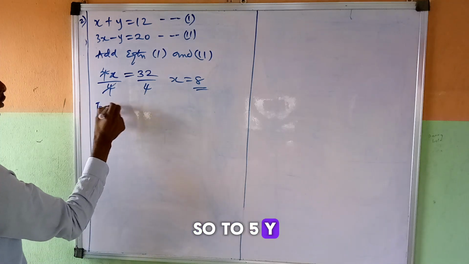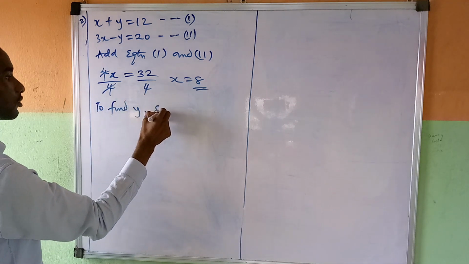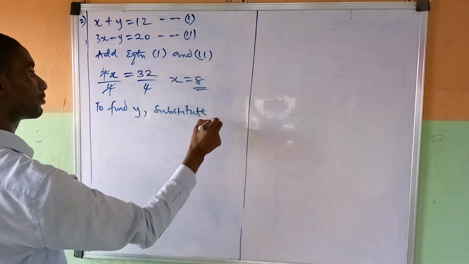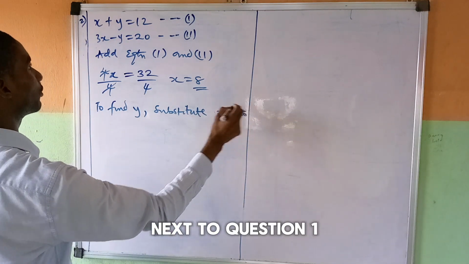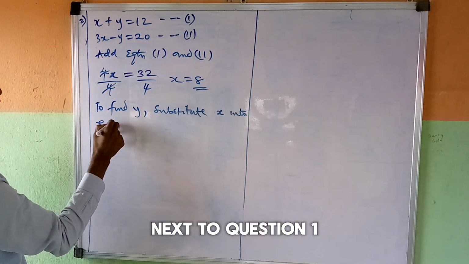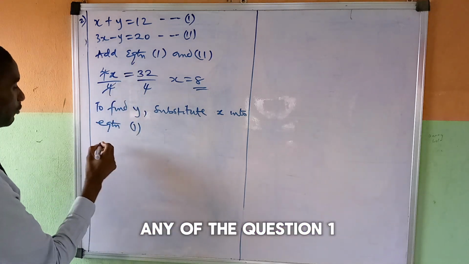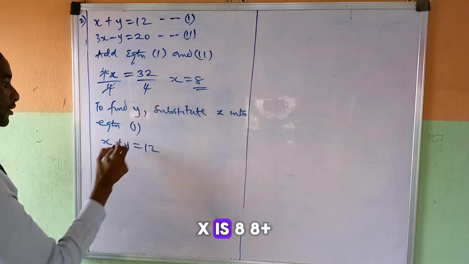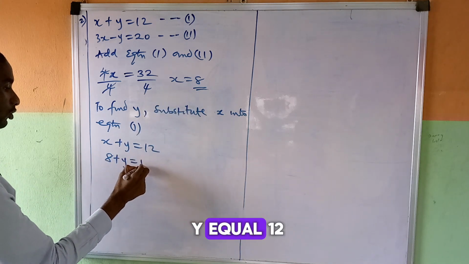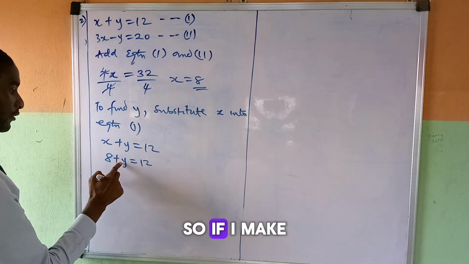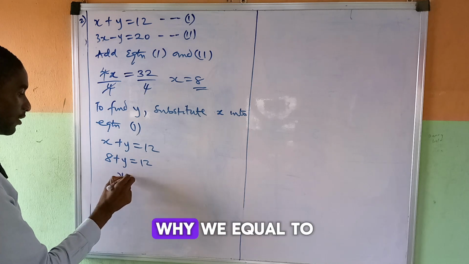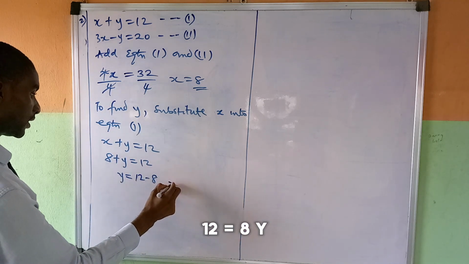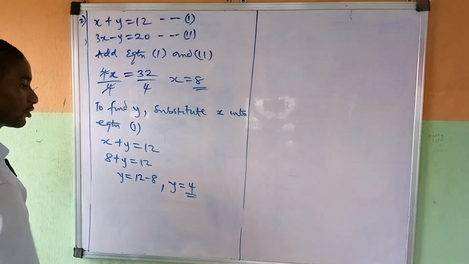So to find y, substitute x into equation 1. Any of the equation will work. x plus y equal 12. And x is 8. 8 plus y equal 12. So if I make y stand alone, y will be equal to 8 moves and becomes minus, 12 minus 8, y equal to 4. So my answer is 4.